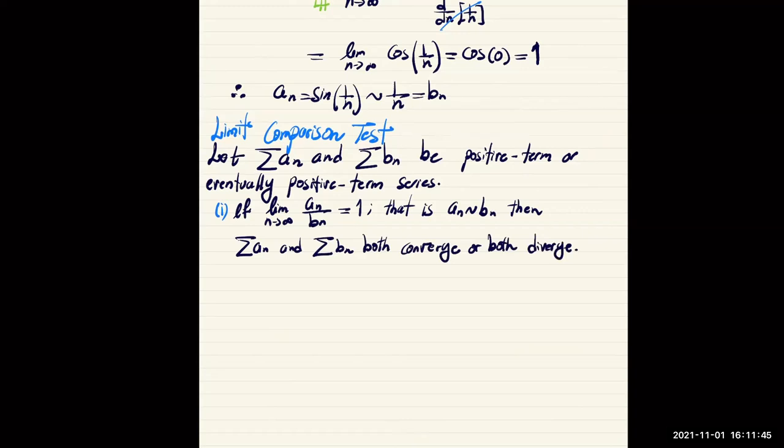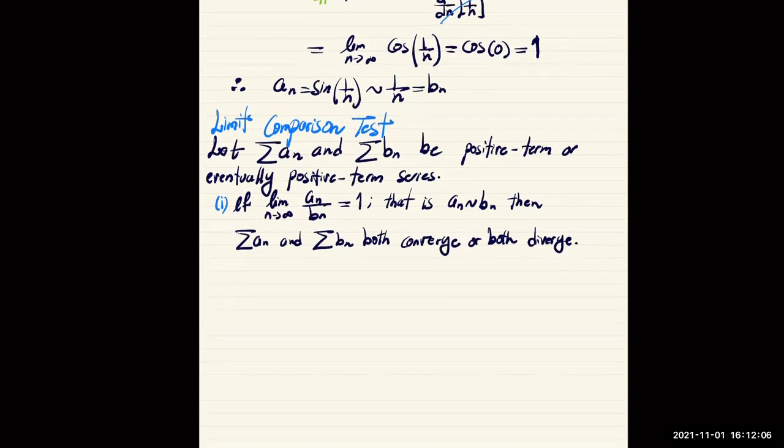Again, think about it. If the two sequences behave the same way, then their sum behaves the same way. This is very intuitive. Okay, so that is the first statement.